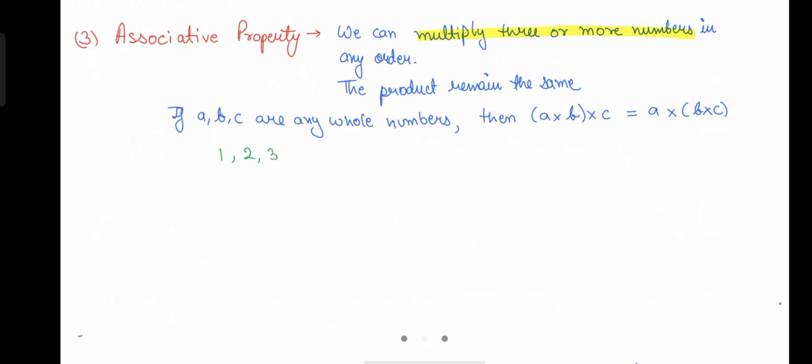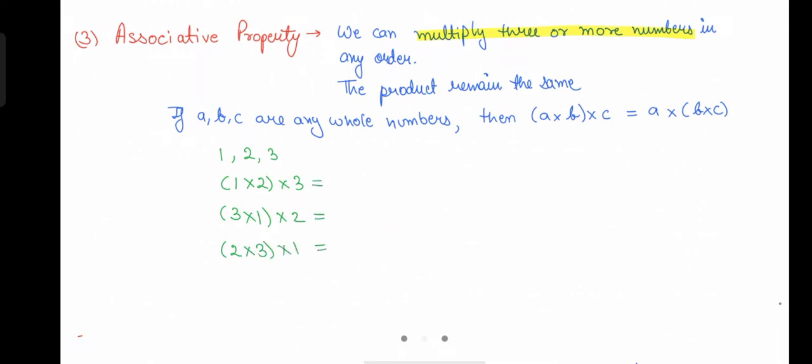Now I'm going to multiply them. Okay, how am I going to multiply them? I'm going to interchange the orders, just like we did in the addition property. For example, 1 multiplied by 2 first, and then I'm going to multiply by 3. In the second case, I'm going to multiply 3 with 1 first, and then I'm going to multiply by 2. And in the last case, let's say I'm going to multiply 2 and 3 first, and then I'm going to multiply by 1. Let's see what the answer is in all of the cases.